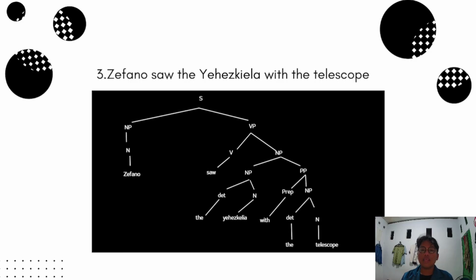And the second line of the NP is the prepositional phrase. There is preposition and noun phrase. The preposition is with, and the noun phrase has two more lines: the determiner "the", and the noun telescope.